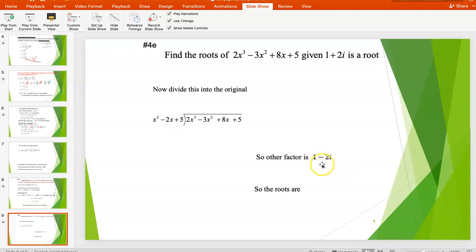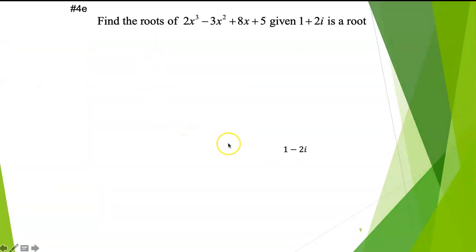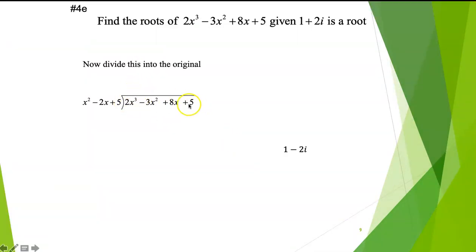Okay, so you've got the 2 roots, and now if you divide this, I'm not going to go through the long division, just because we've already done it before. But if you do the long division in here, you will end up with the third root.